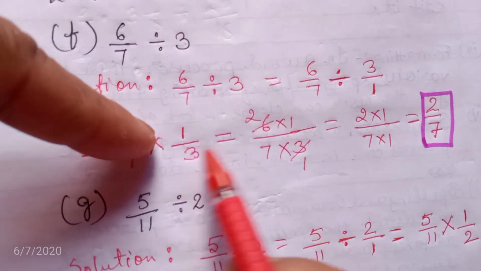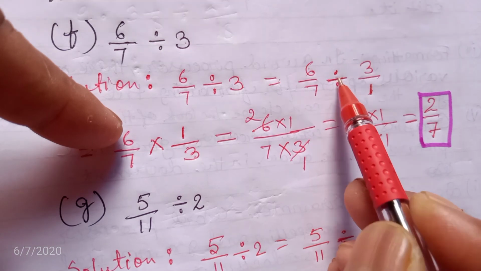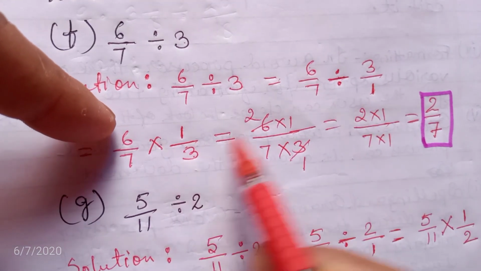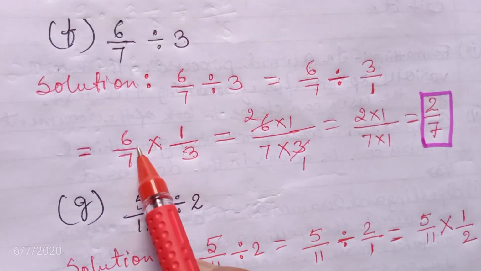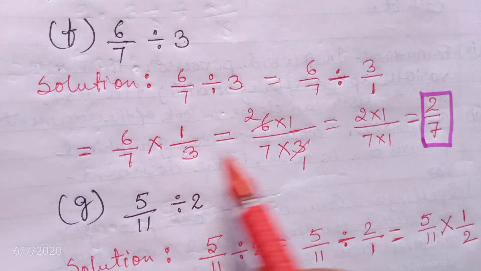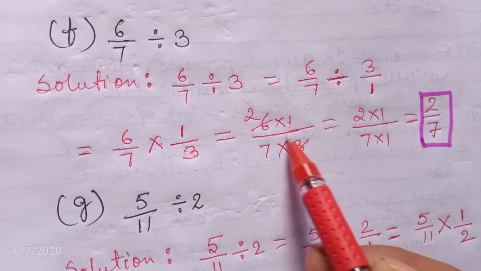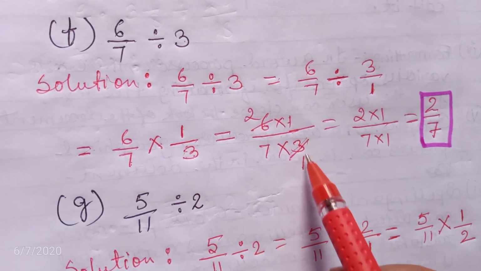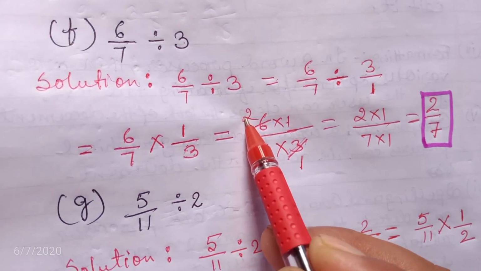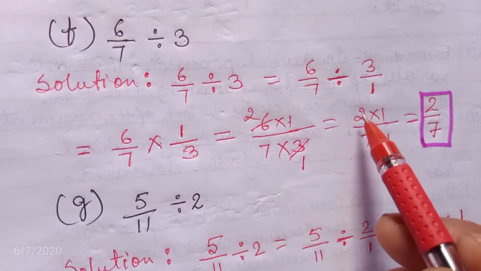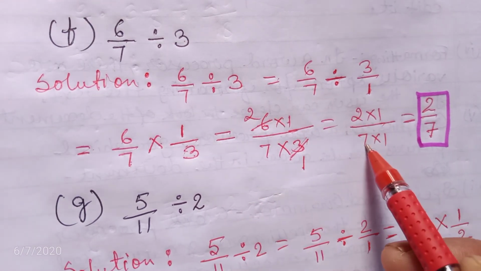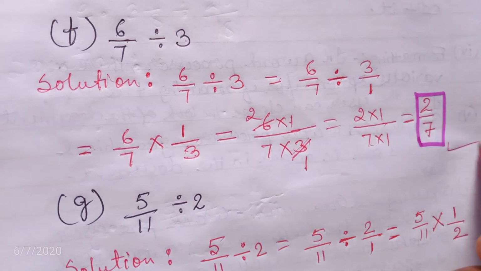You will take the reciprocal when you change the division sign to a multiplication sign, only then you take the reciprocal. So 6 by 7 into 1 by 3 equals 6 into 1 by 7 into 3, and cancel the common factors of 6 and 3. 3 ones are 3 and 3 twos are 6. 3 is the common factor. So the answer is 2 into 1 by 7 into 1 equals 2 by 7.